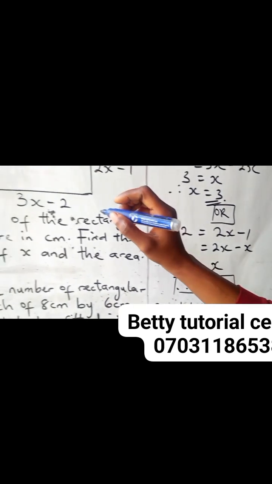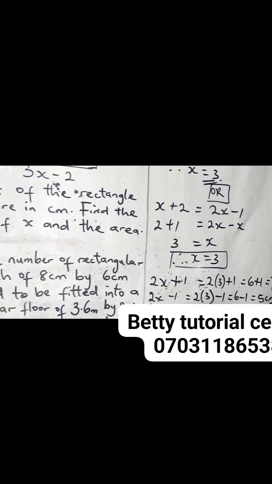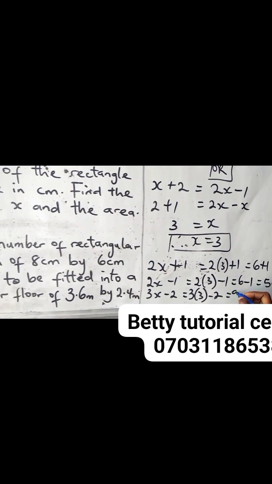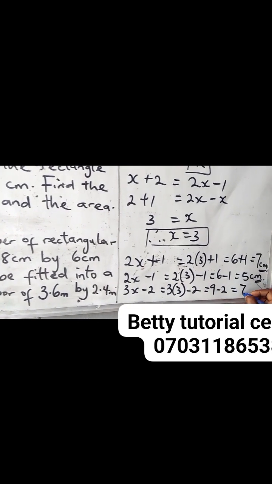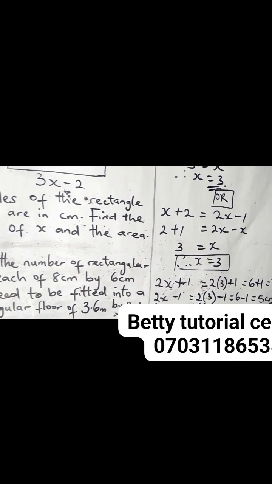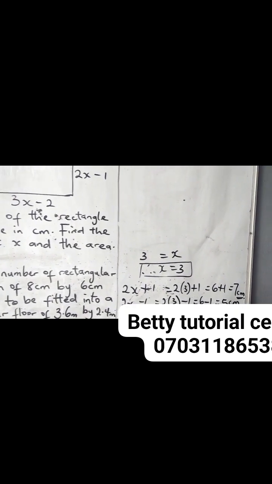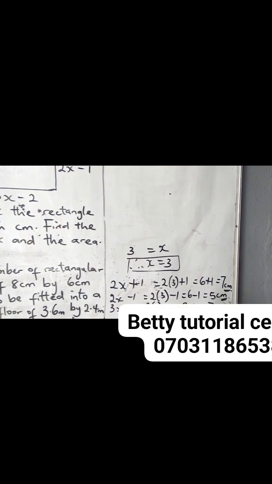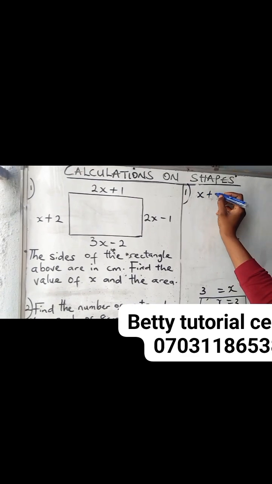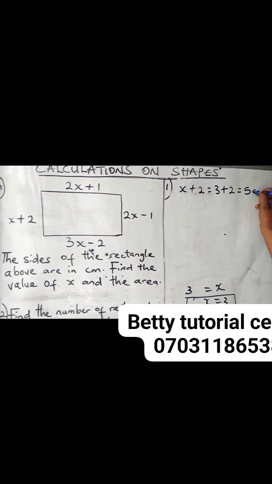Now, the other part, we have 3x minus 2, which is equal to 3 into 3 minus 2, which is equal to 9 minus 2, which is equal to 7 centimeter. Now, for the other part, x plus 2. Substituting 3 in place of x. Now, the last part is x plus 2. This is 3, so we have 3 plus 2, which is equal to 5 centimeter.